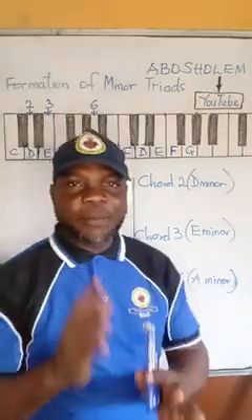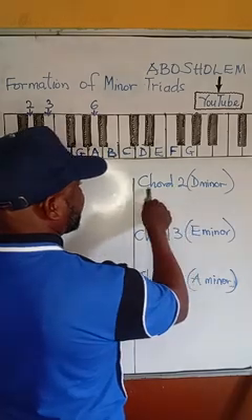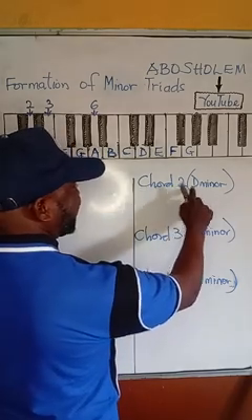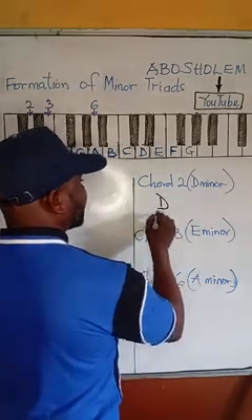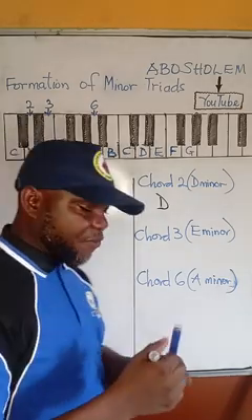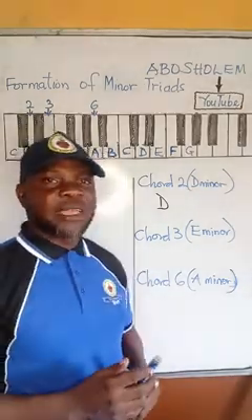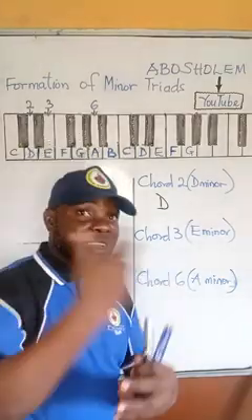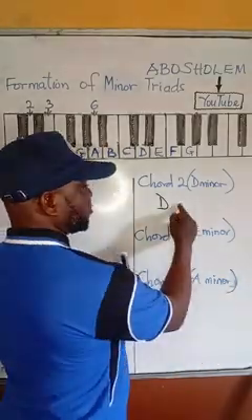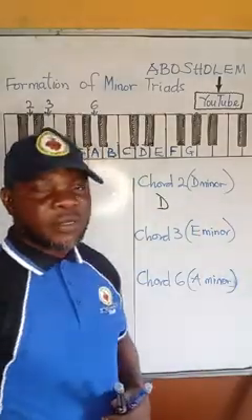Let's go step by step. Just come along with me. Now, the first one, which is chord 2, D minor, as the name says, D is the root of this triad. Then how do you form the remaining two notes that make up the triad? To get the second note, you count 3 steps, and 5 steps to get the third note of the triad.